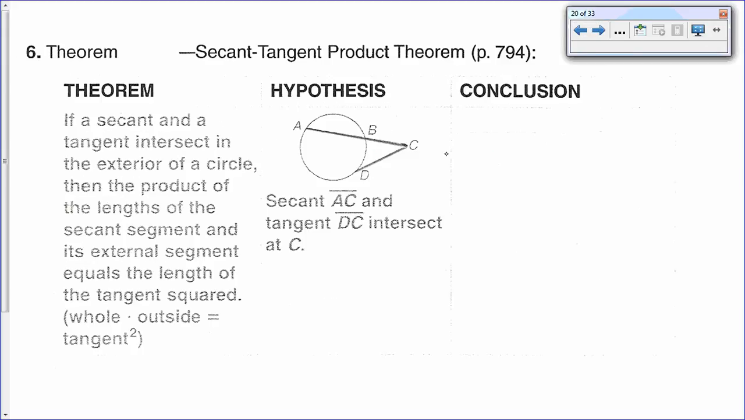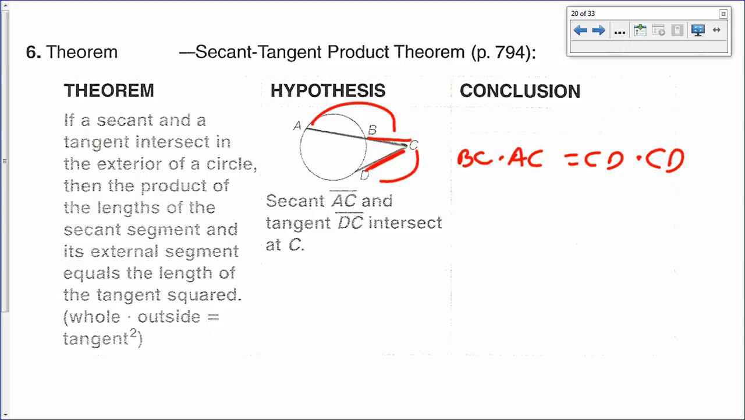And this one is actually the same thing. This is a secant and a tangent. So it's outside BC times the whole thing, AC. The problem is we don't have an inside segment, but that's okay. The outside segment is CD times the whole segment, and the whole segment is again CD. So it's outside times whole equals outside times whole. Got to remember that.